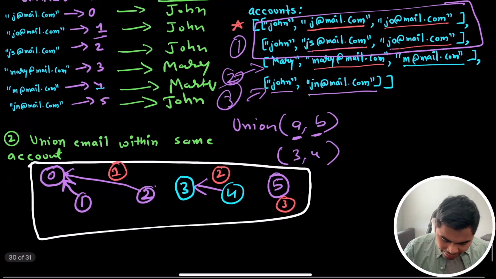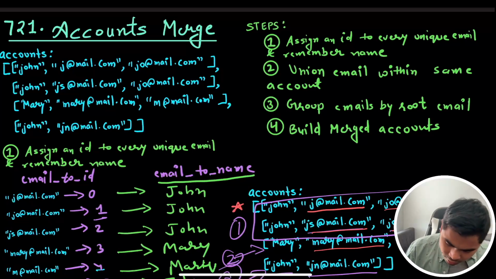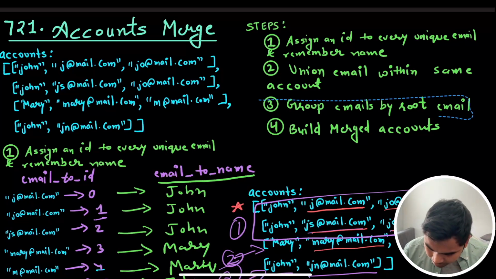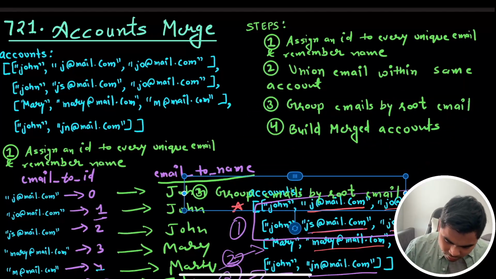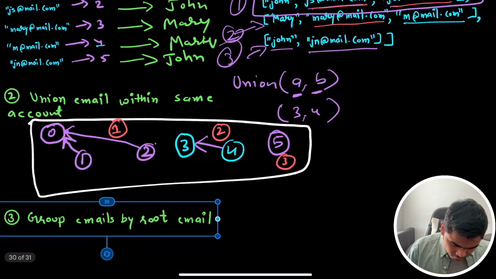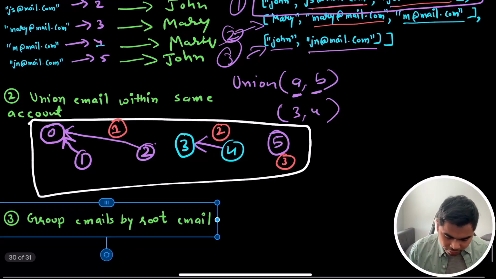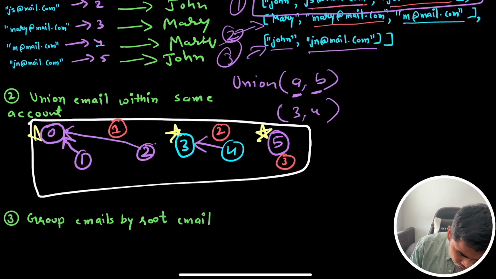All right, so that's the second step. What is the third step? The third step is group emails by root email. What does that mean? What are the root emails right now that we have? These are the root emails. 3 right here is a root email, this is a root email, and this is a root email.